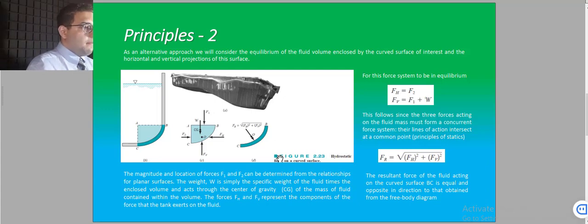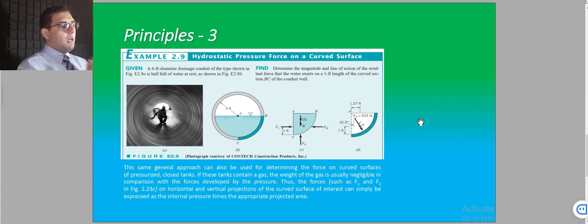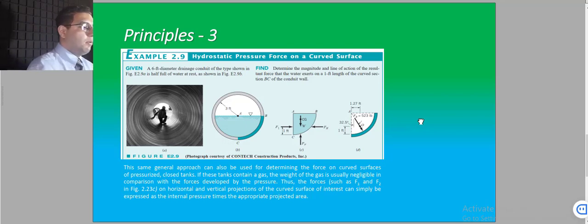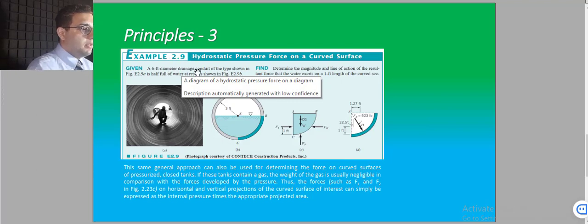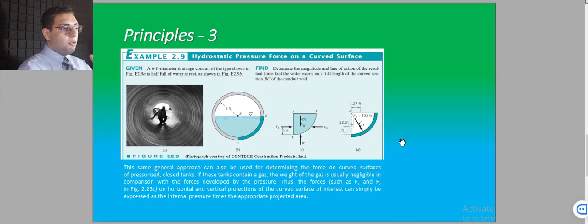So in order to settle it down for you, I'm going to provide an example, which is example 2.9 about hydrostatic pressure force on a curved surface, in order to instruct you better about pressure force on a curved surface. So follow me with the written text of problem solving.